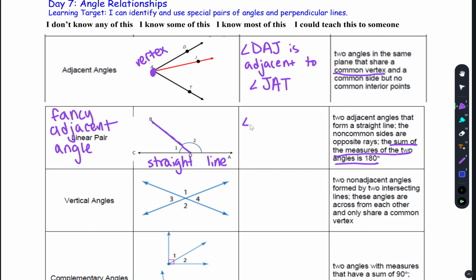So I could say here angle 1 and angle 2 are a linear pair. Now for linear pairs, they have to be next to each other to be considered a linear pair. Otherwise, they would just be called supplementary, which we'll get to in a second.